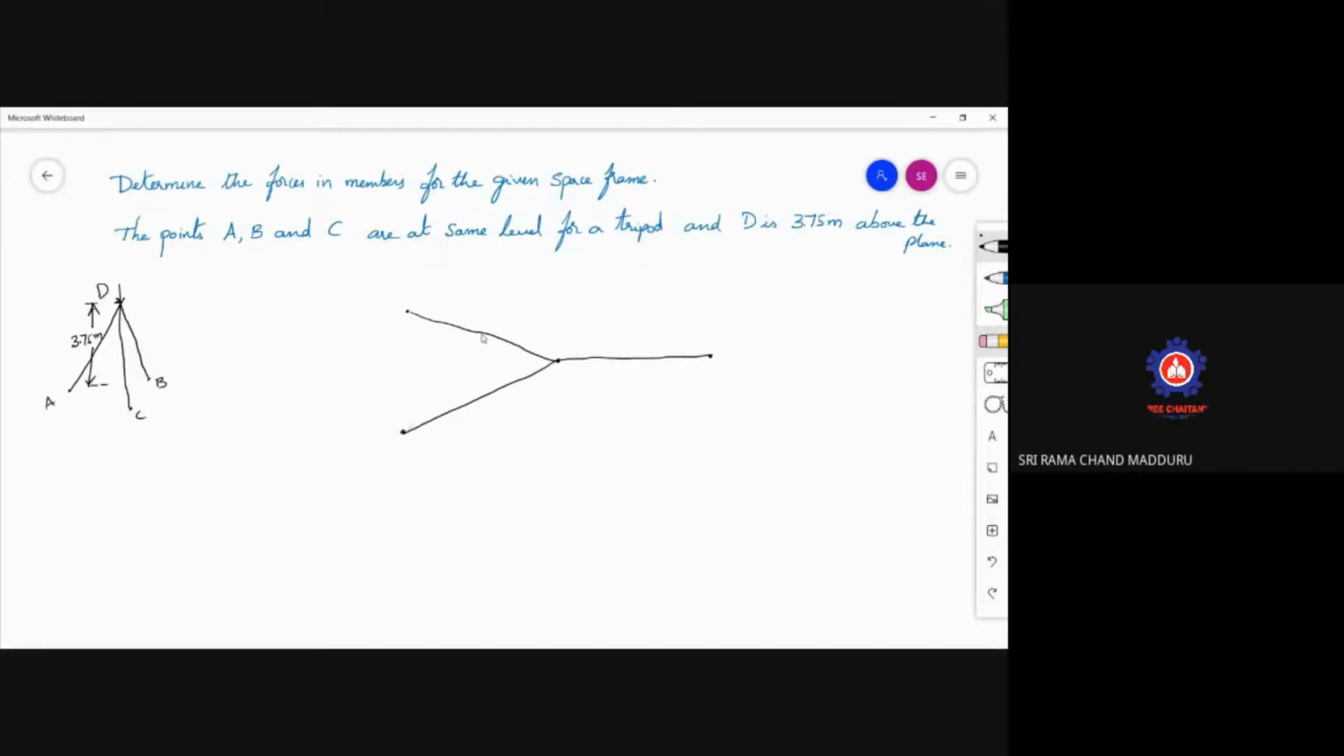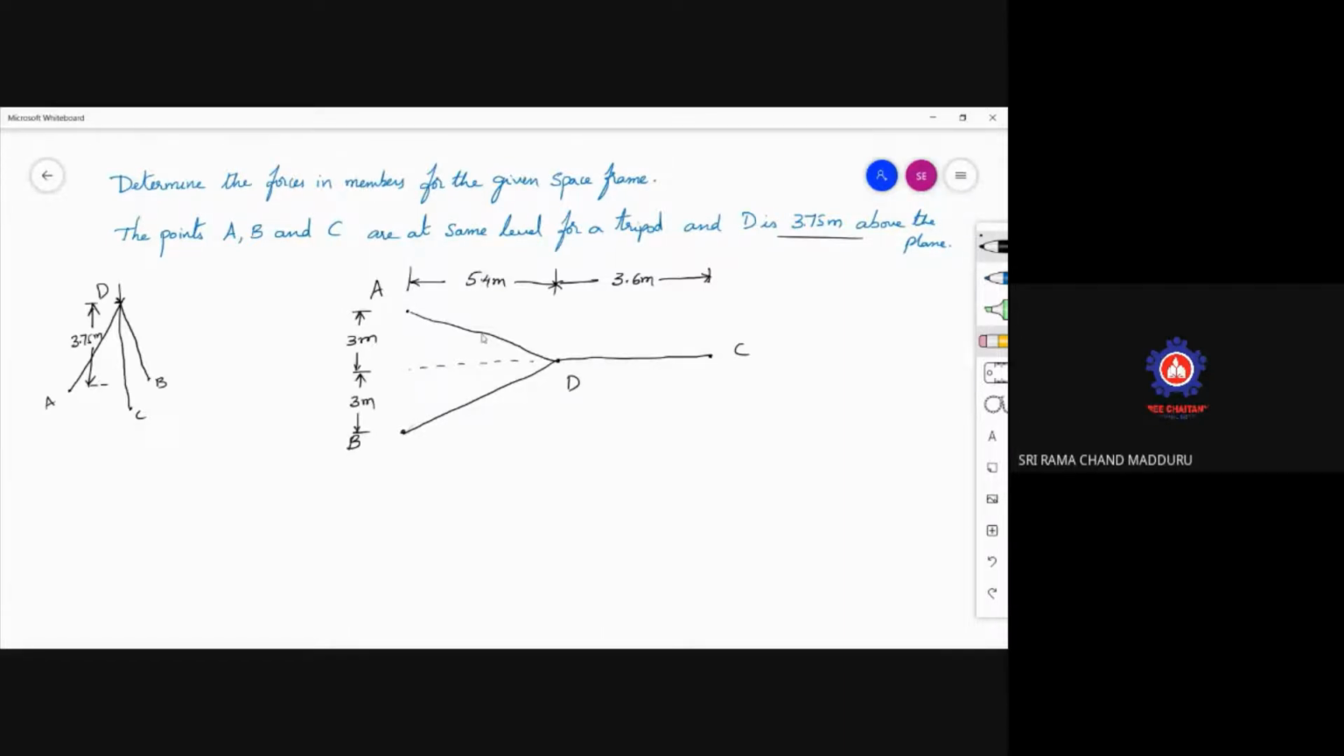So this is point D, which is at a height of 3.75 meters above the plane. A, B, C points are at the same level. This distance is mentioned as 5.4 meters. And this distance is mentioned as 3.6 meters. And this is mentioned as 3 meters. This is also 3 meters.